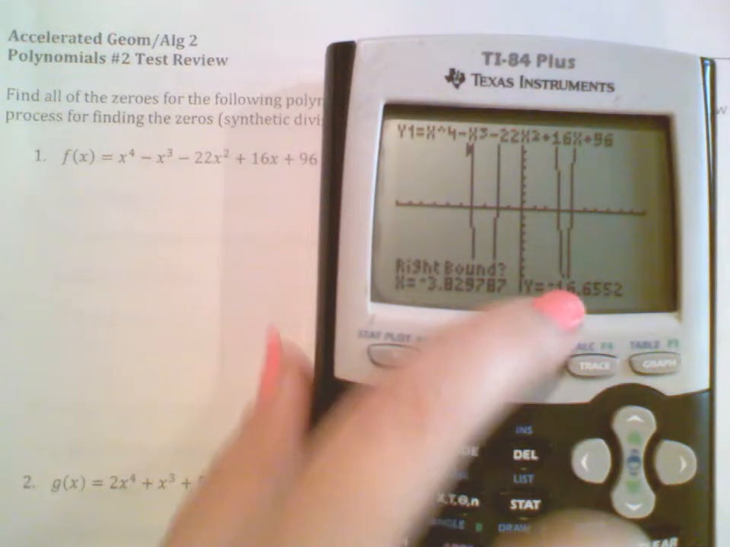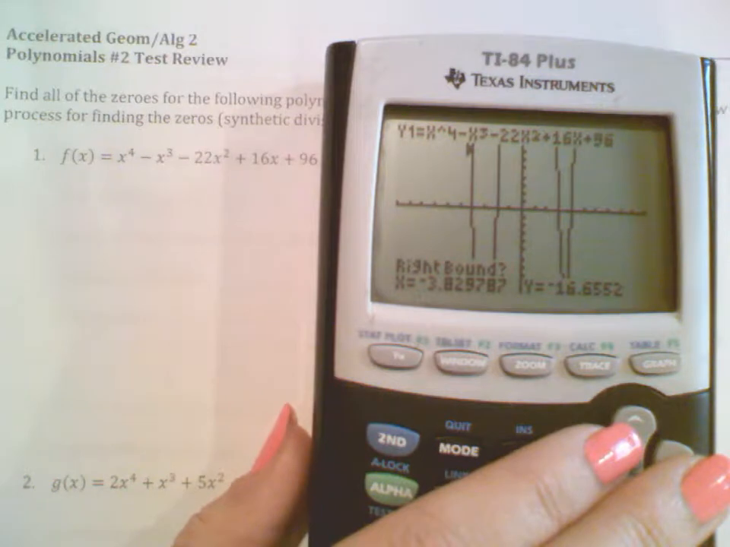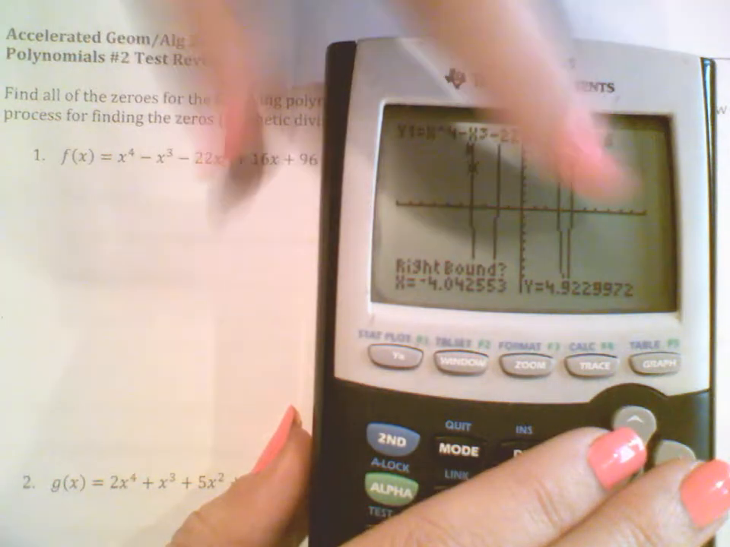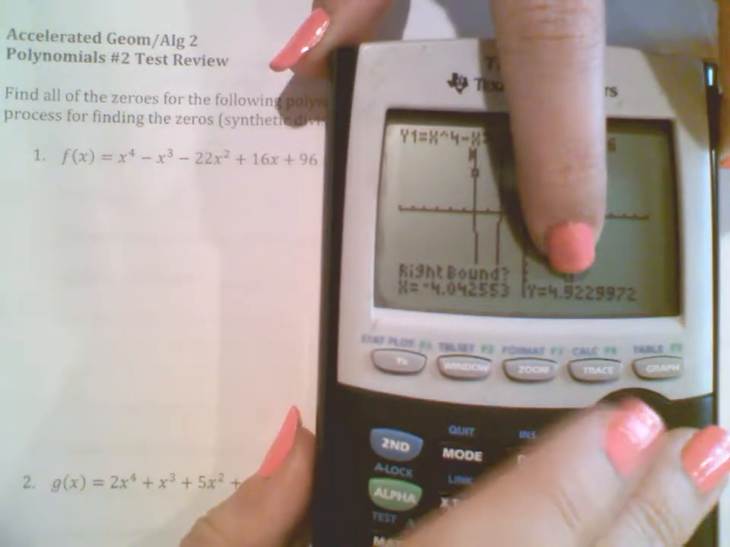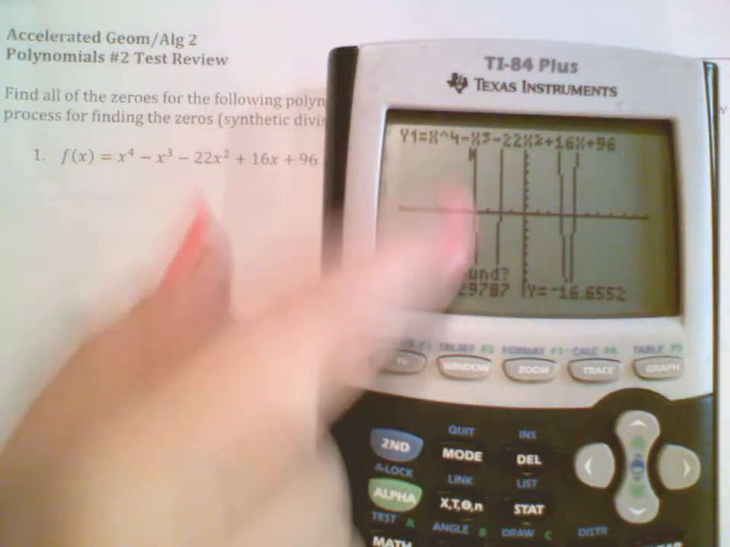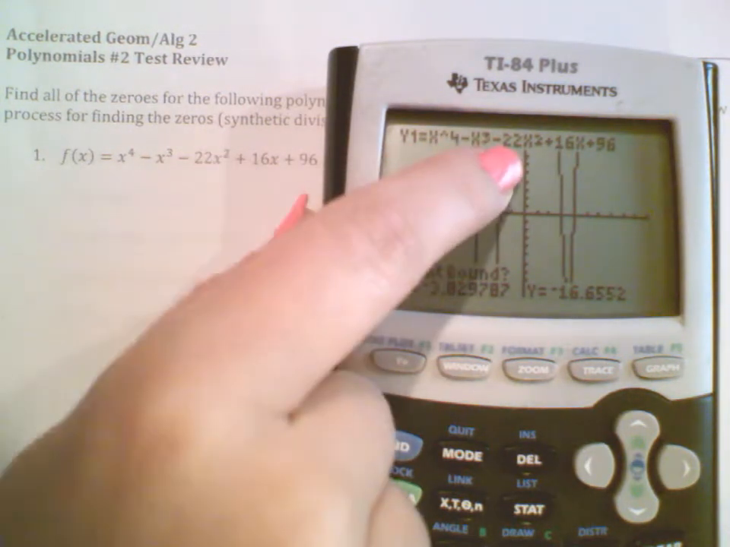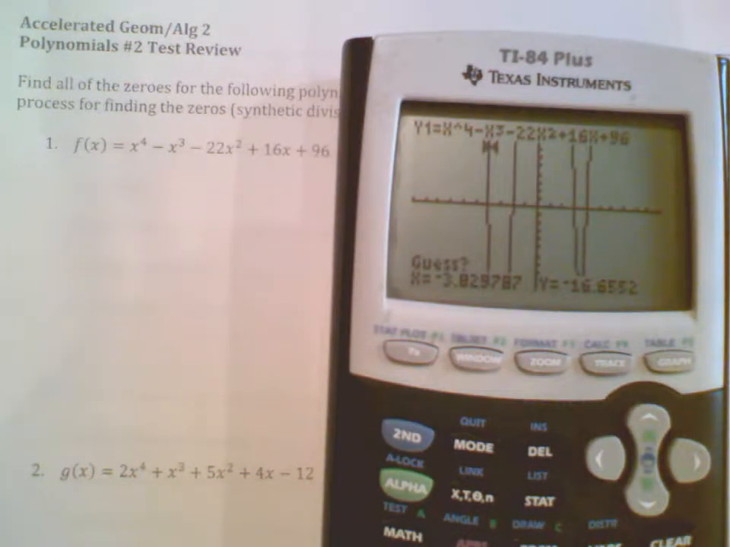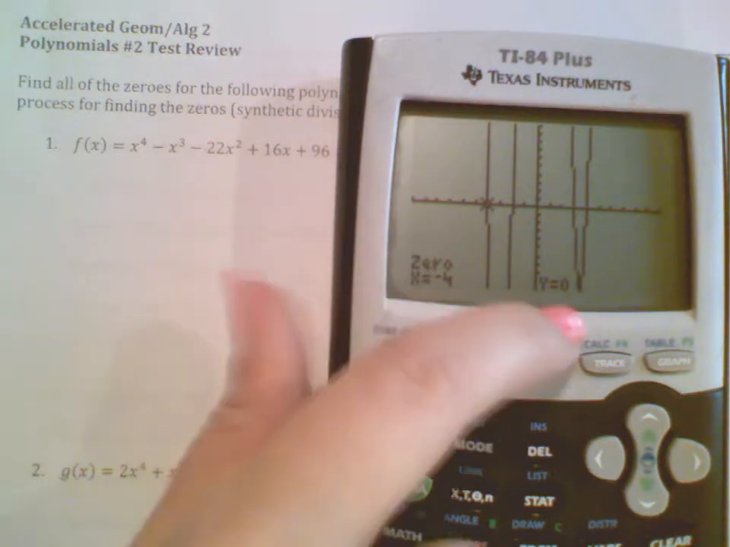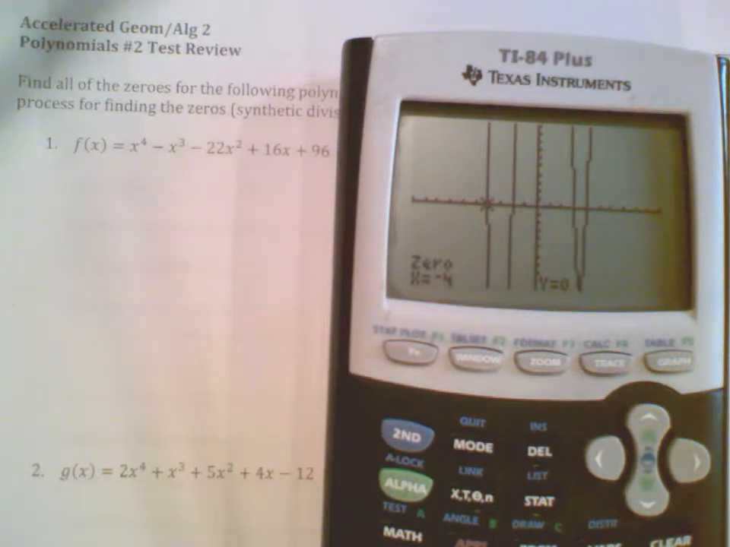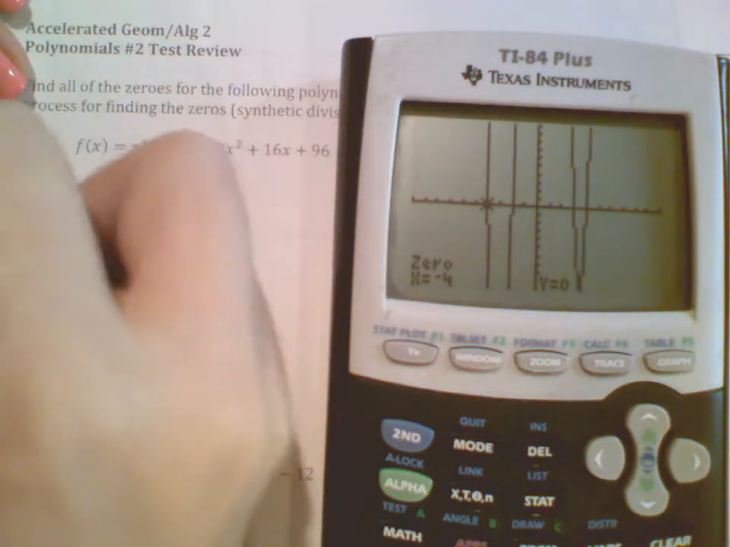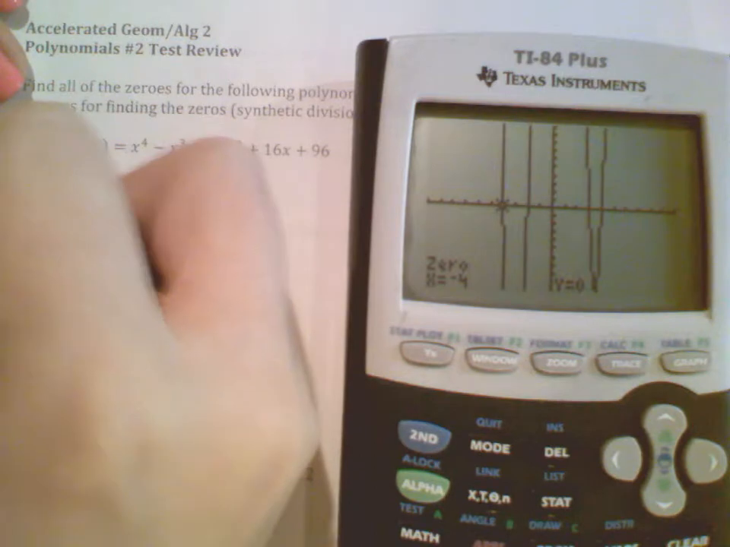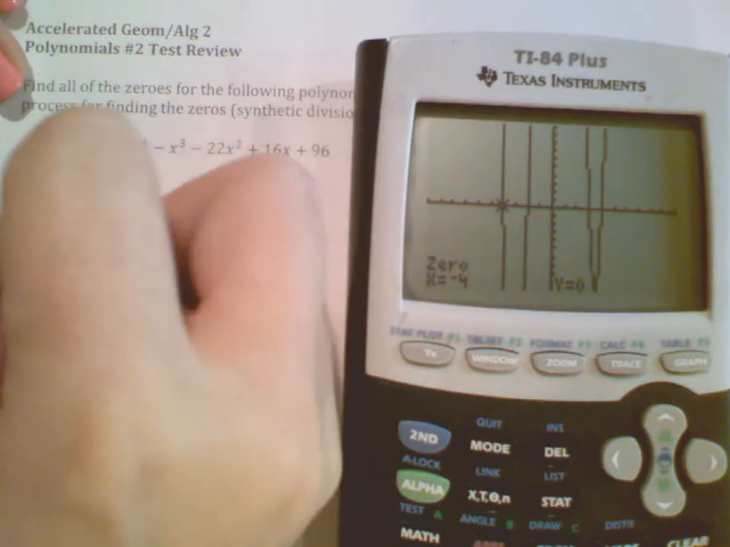I can also see here another way to make sure that you are doing it correctly is one side should be positive, the other side should be negative, because you are crossing over that axis where y goes from positive to negative. So I click there. It asks me to guess. I don't need to guess. And I've got x is -4 and y is 0. So let's go with -4 and 3. So I know that x equals -4 and that x equals 3.